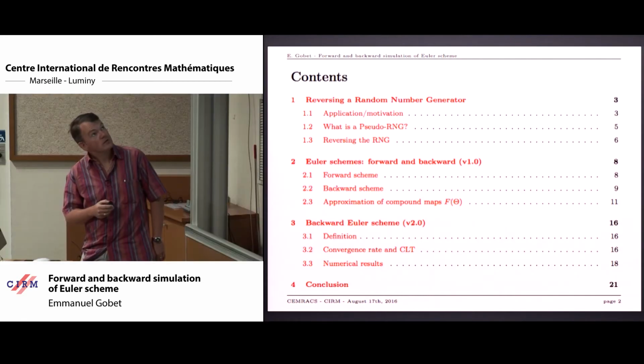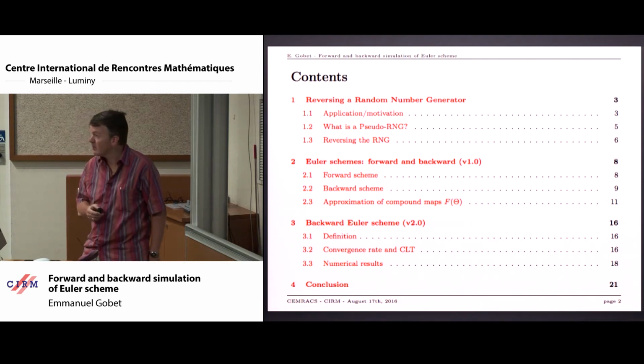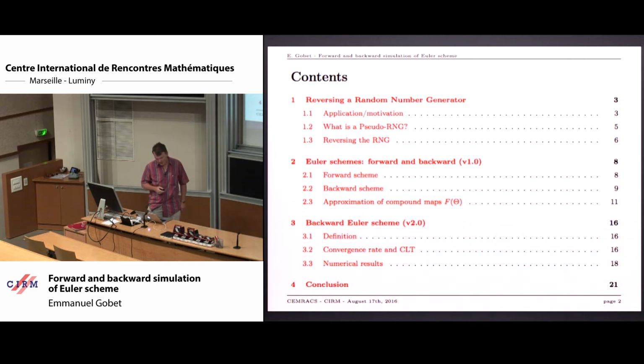So the trick to implement this method is to use the capacity of a random number generator to be reversible. Some of these generators are reversible, some are not. I will briefly present this reversible property for usual RNG, random number generators.